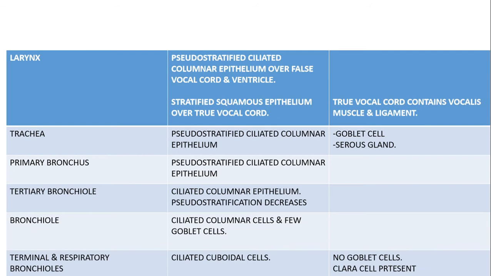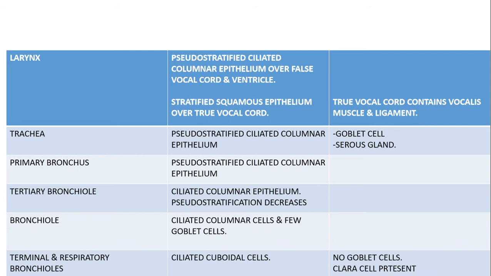Now comes the trachea. The trachea contains pseudostratified ciliated columnar epithelium, with few goblet cells and serous glands. The trachea also has ciliated columnar epithelium, but the movement of the cilia in the nasal cavity and nasopharynx is towards the oropharynx, so the mucus goes downwards. In the trachea, it is going upwards, towards the oropharynx, an upward movement of the cilia.